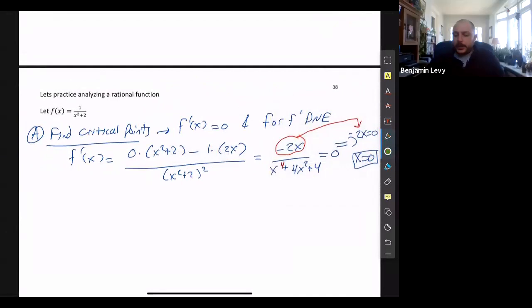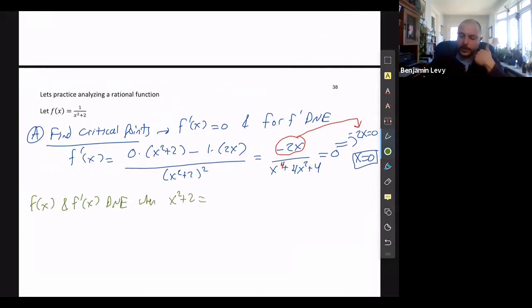So this is a fraction, so we should be careful about the denominator being 0, right? That is something we should think about. And so the function and the derivative don't exist, right? They have discontinuities when the bottom's 0. So whenever x squared plus 2 equals 0. And that's in both denominators, right? It's in the denominator of the original and the derivative, and so it's the same thing for both.